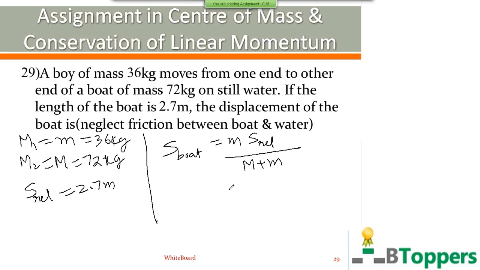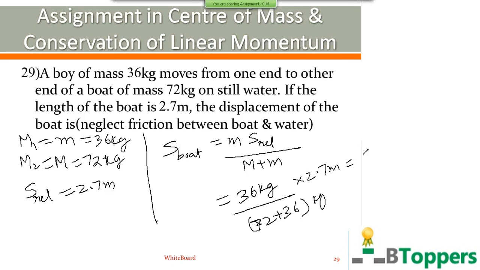Similar problem I have already discussed in the past also by two methods. So 36 kg by 72 plus 36 kg into 2.7 meter. So again, magnitude of the actual displacement of the boat is equal to 0.9 meters.